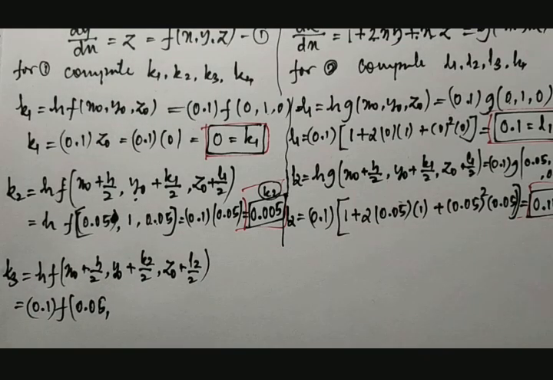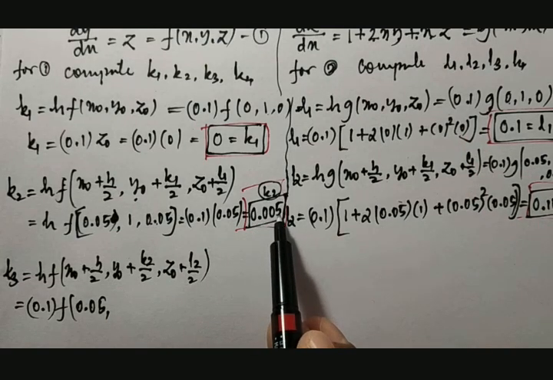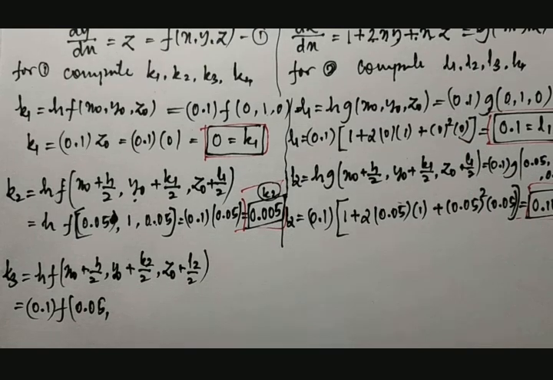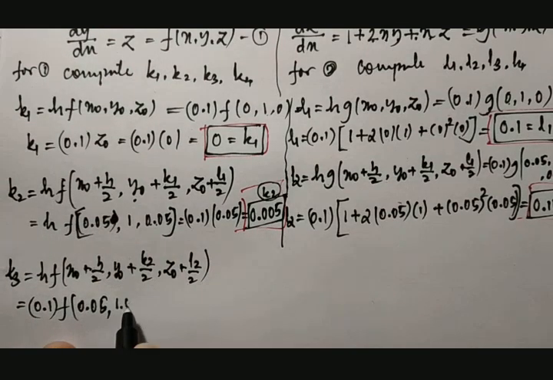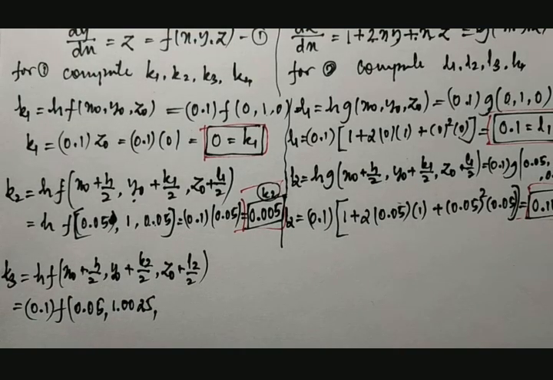y0 plus k2 by 2 is 1 plus k2, where k2 is 0.005, divided by 2, plus 1. So this will be equal to 1.0025. Next, z0.